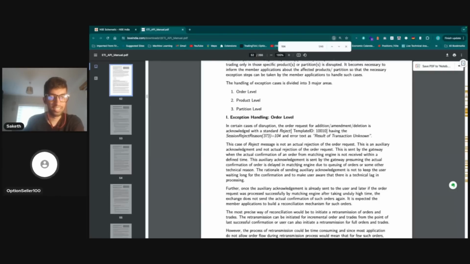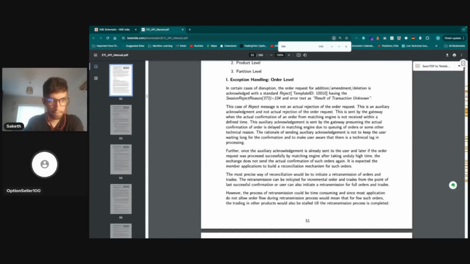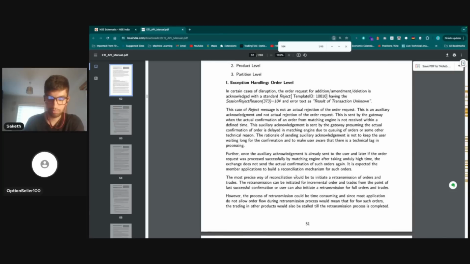I would think that's probably what happened. Understood. I think you can actually see here that retransmission can be initiated for incremental orders at points of losses. Anyway, somebody can read this document and understand what really happened. Sure, yeah, that's mostly what happened.